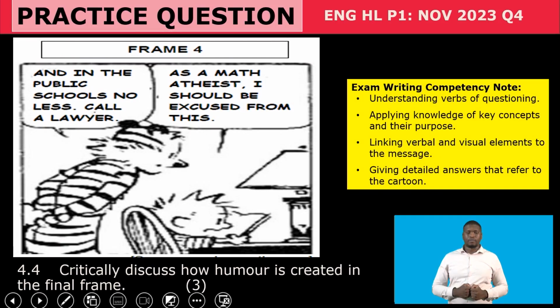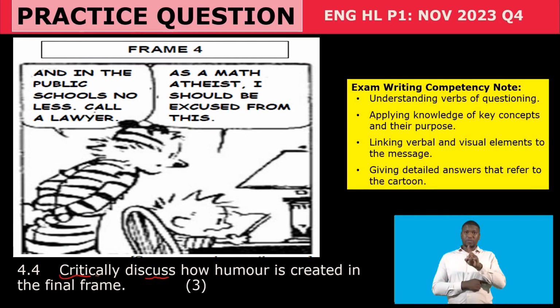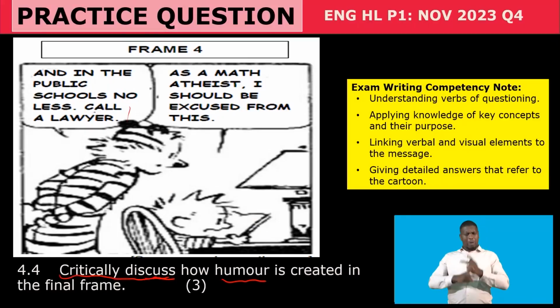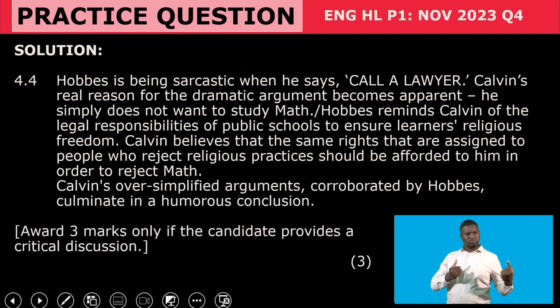Question 4.4 says, critically discuss, so that is our verb of questioning, how humor is created in the final frame. So even though the focus is on the final frame, you have to take into consideration all the other frames in coming to this conclusion. So we're looking for humor, and in public schools, no less, call a lawyer. That's what Hobbes says, and then Calvin says, as a math atheist, I should be excused from this. So Hobbes is obviously a little sarcastic, but Calvin doesn't pick up on that.